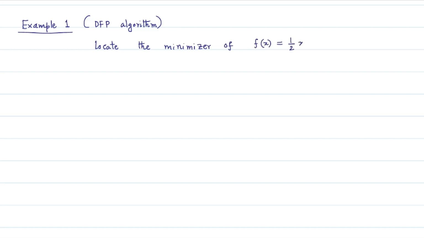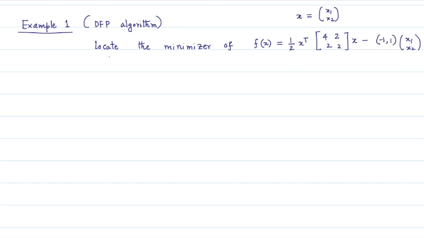Now next I will give one numerical example of the DFP algorithm. The problem here is to locate the minimizer, or the minimum point, of the function f(x) equal to half of x transpose times a matrix of order 2 by 2. Here I am considering the function as a function of two variables. So x has two components, say x1 and x2, minus a vector (-1, 1) times the variables x1, x2.